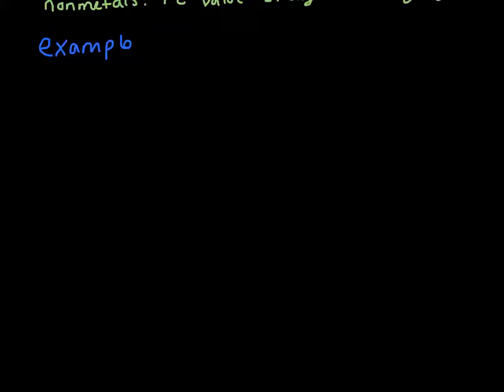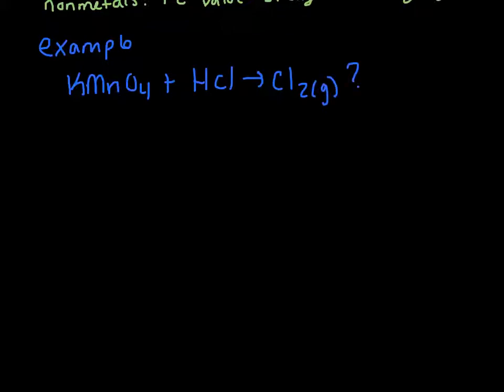All right, so we have potassium permanganate being reacted with hydrochloric acid. Would we expect chlorine gas to be made during this process? Which would be really good to know because chlorine gas, as we know, is toxic to all of us.